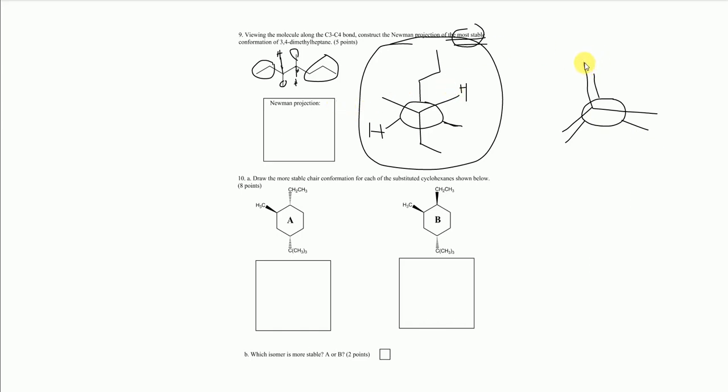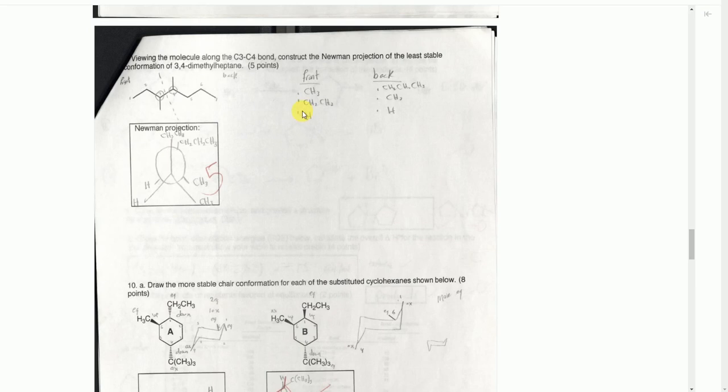And then I would draw the biggest group on top of each other. So my ethyl group now, and then my propyl group. So 1, 2, 3 next to each other, and then my methyl groups next to each other, and then my hydrogens next to each other. This would be least stable. This is most stable. This is least. Okay, eclipsed. And let's just check what they did.